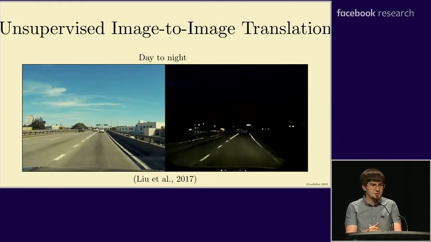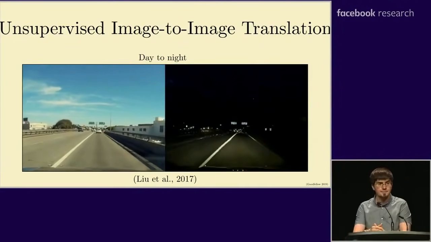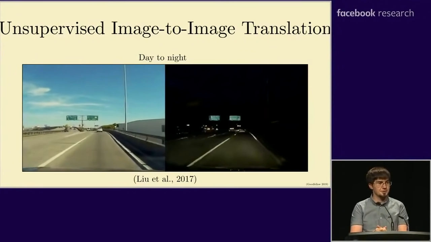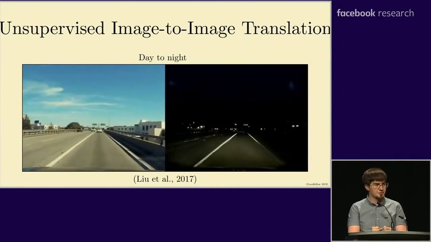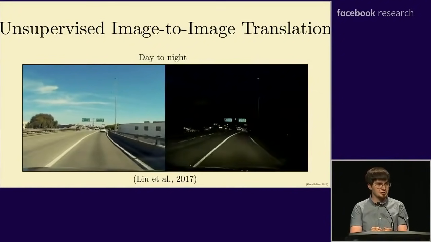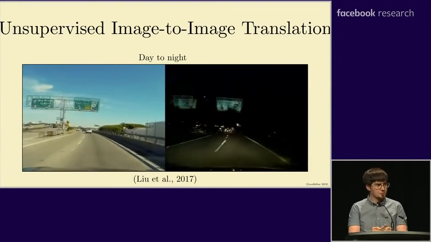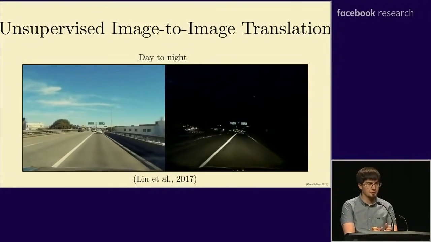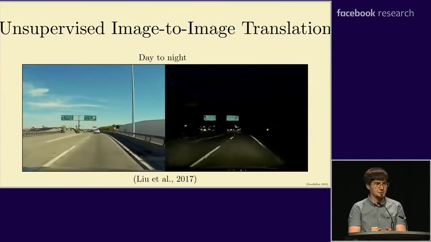One thing that's especially exciting about GANs is that they make it possible to learn with less supervision than many other machine learning algorithms are able to do. Here we have a GAN that turns day scenes into night scenes. This approach is called unsupervised image-to-image translation. The way that we train this model is actually not by collecting pairs of day images and night images.